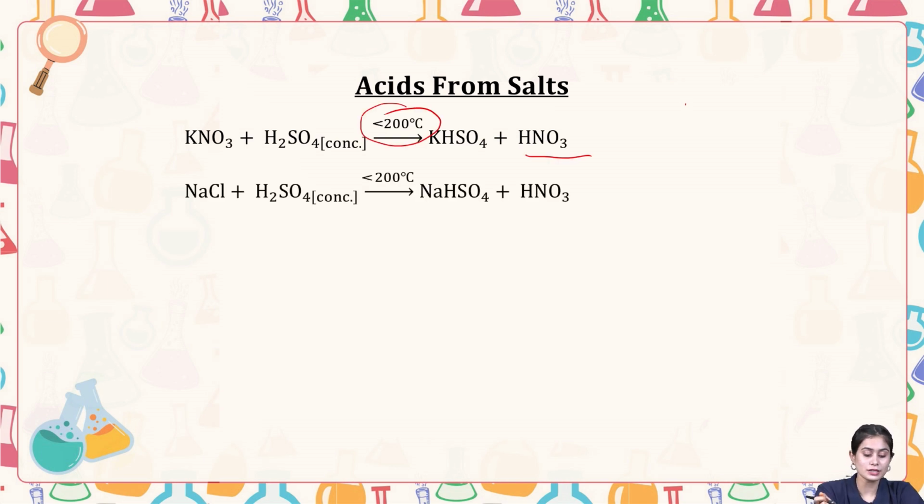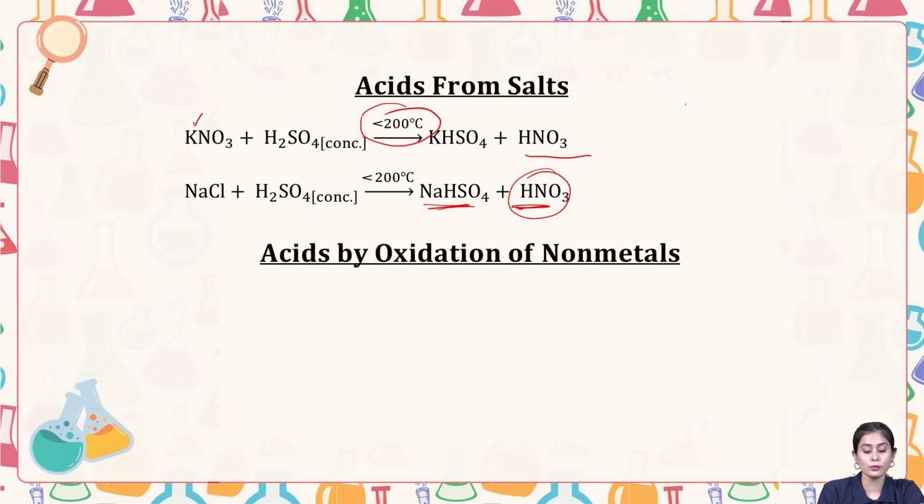Let's move on to the next one, NaNO3, your sodium nitrate. Just like we took potassium nitrate, let's take sodium nitrate. Your sodium nitrate reacts with sulfuric acid, H2SO4, your strong acid, at a temperature of less than 200 degrees Celsius to form sodium hydrogen sulfate, NaHSO4, plus nitric acid. So from your NaNO3, that NO3 forms the nitric acid. I hope that's clear to you.